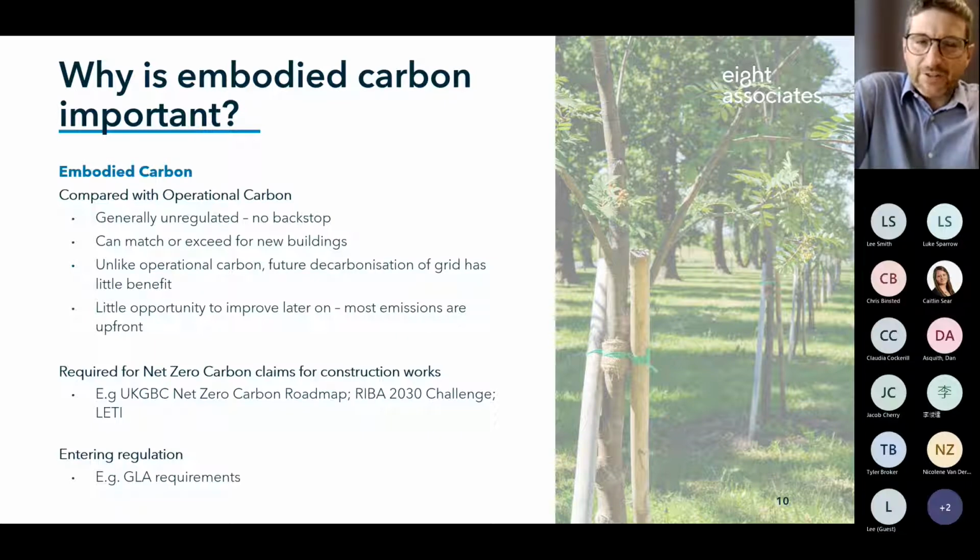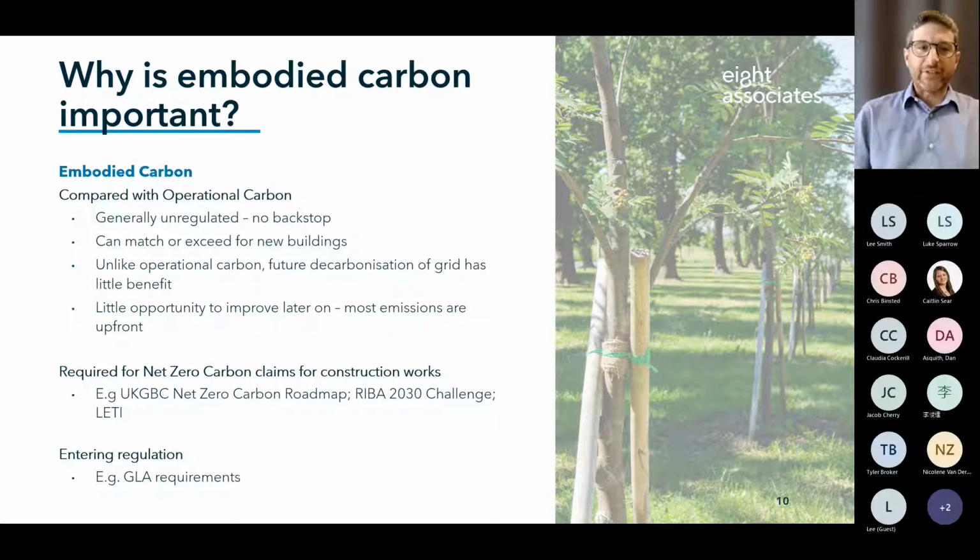However, the embodied emissions are coming into a lot of industry standards and initiatives. So UK Green Building Council's Net Zero Carbon Roadmap, the RIBA 2030 Challenge, and LETI produce a lot of useful guidance documents and benchmarks that you can use, and so it's really been put on the agenda along with the whole net zero carbon driver that's there as well. So it's massively increased in terms of awareness and interest in the last few years.